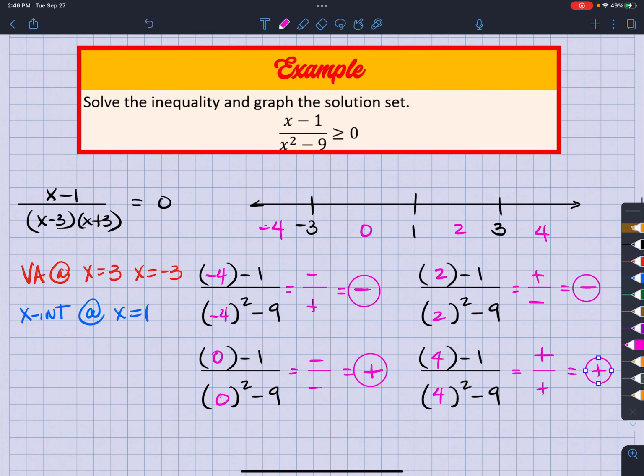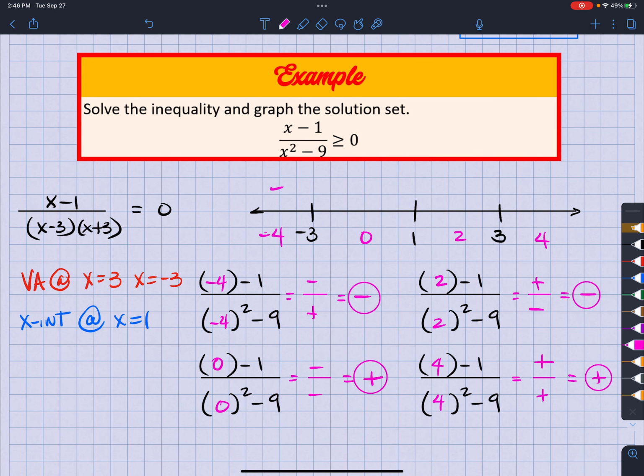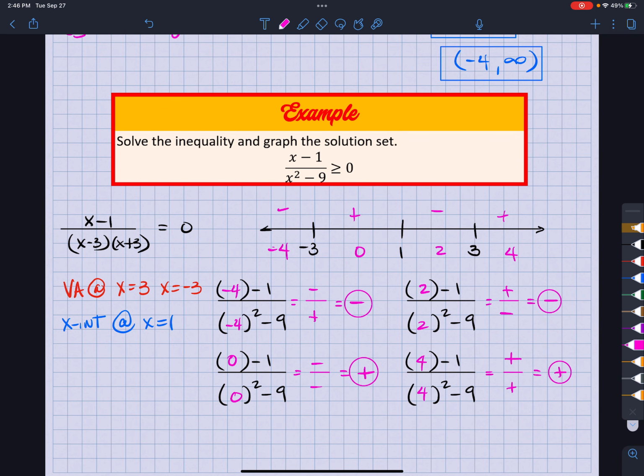Okay, so this is going to be negative, this is going to be a positive, this is going to be a negative, this is going to be a positive. So, in other words, my graph is probably going to look something like this. Oopsies. No, it's not going to look something like that because the 3 is a vertical asymptote. So this is probably going to go, and it's going to cross 1, so it's probably going to do something like this.